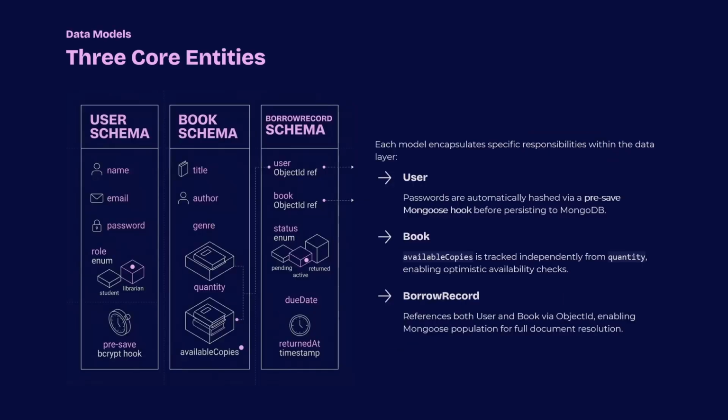Our database relies on three main pieces of information. The user section holds names, emails, and passwords safely. The book section keeps track of titles, authors, and exactly how many copies are left. The borrow record links a user to a book. It tracks if a loan is waiting for approval, currently borrowed, or returned, along with due dates.